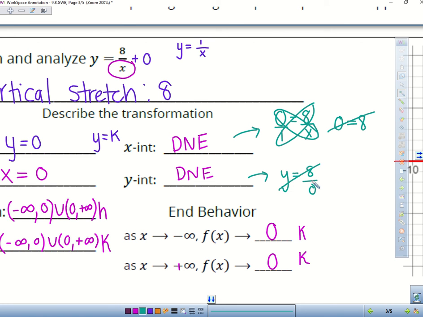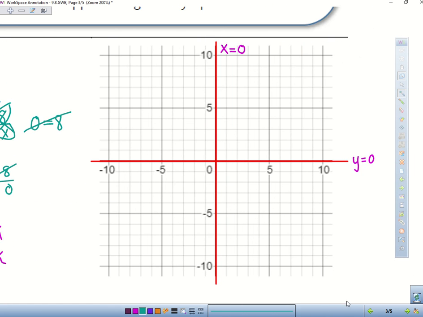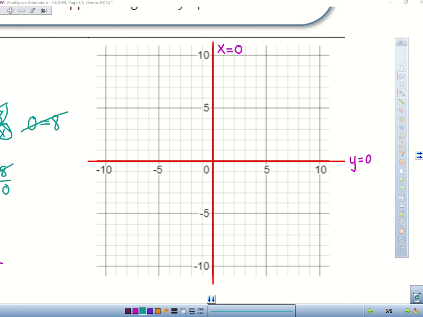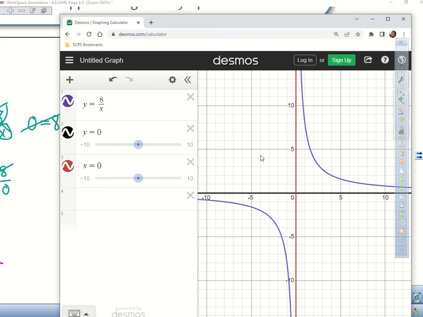So for that reason, this is why they don't exist algebraically: the algebra doesn't work as well. So now, going ahead and looking at our graph, let's graph some points. I'm going to pull up Desmos.